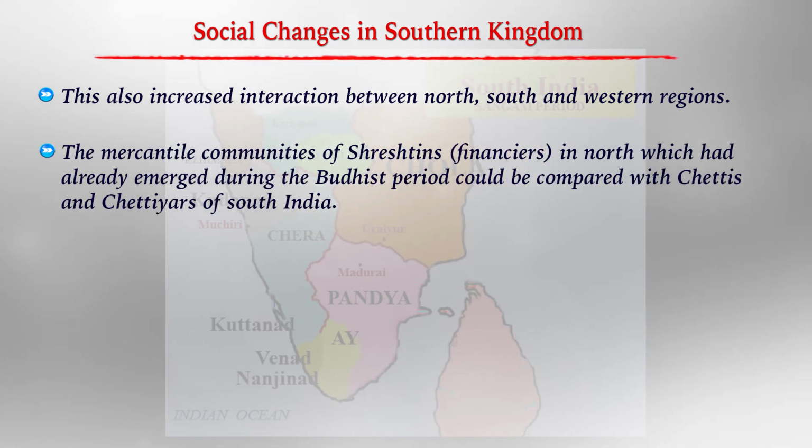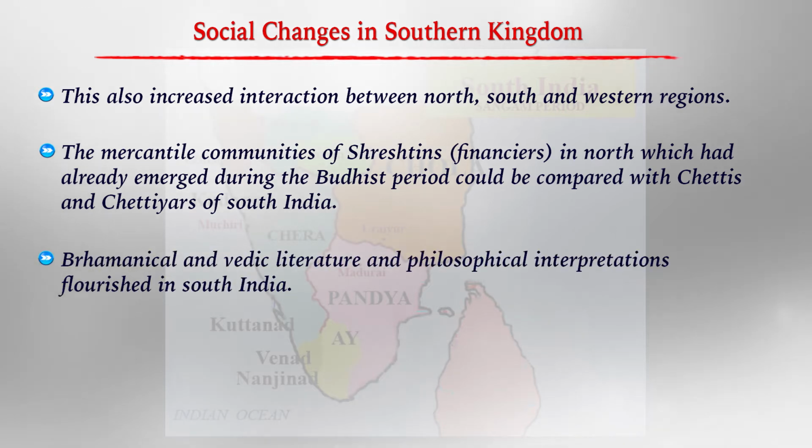We have a mercantile community known as Shettis or financiers which emerged during this time period, and they could be compared with Chettis of southern India. Brahmanical and Vedic literature and philosophical interpretations flourished in southern India.